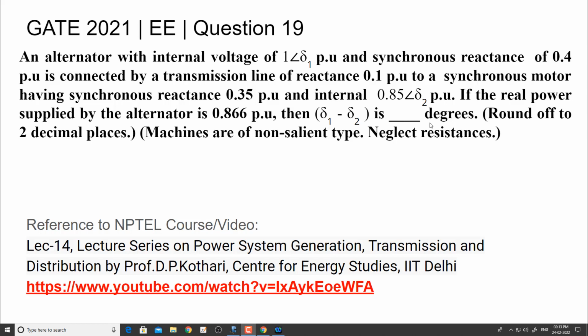The concept behind the question is power flow through a transmission line from generator to motor. To know the detailed modeling of power flow through the transmission line, the audience can go through the given NPTEL video link.